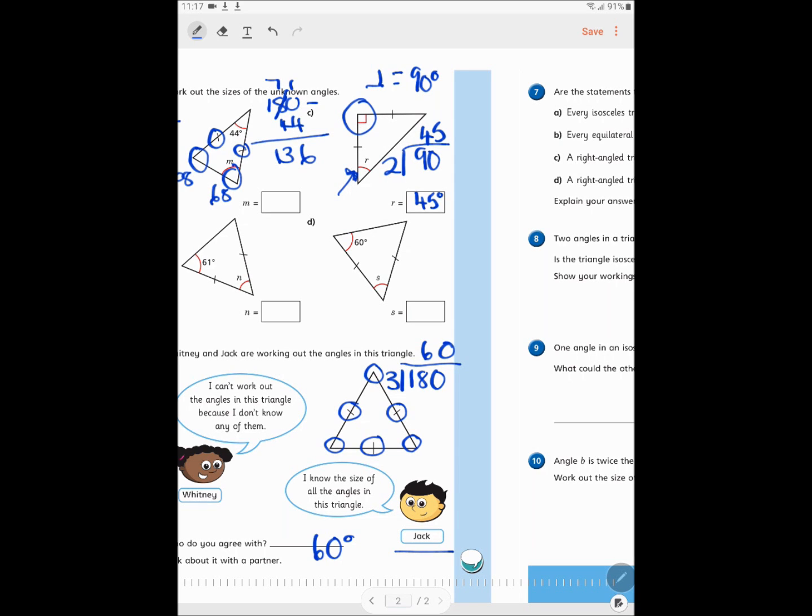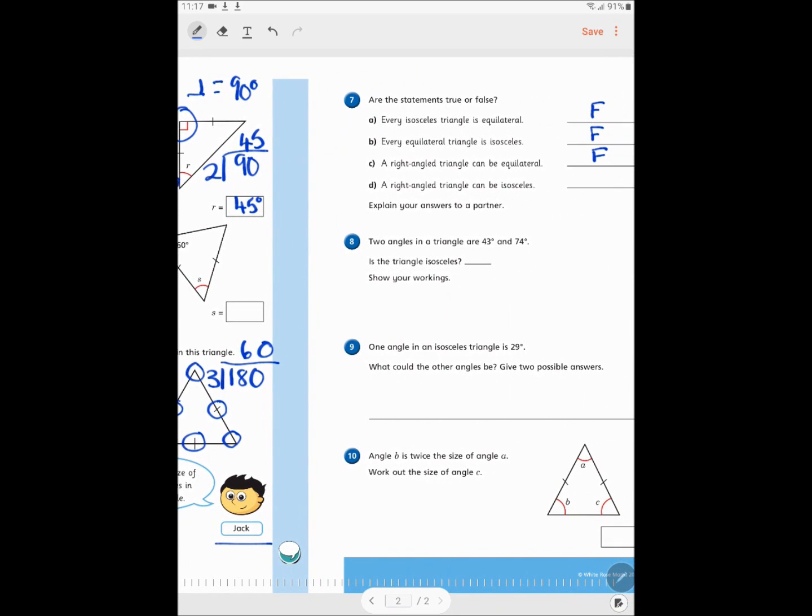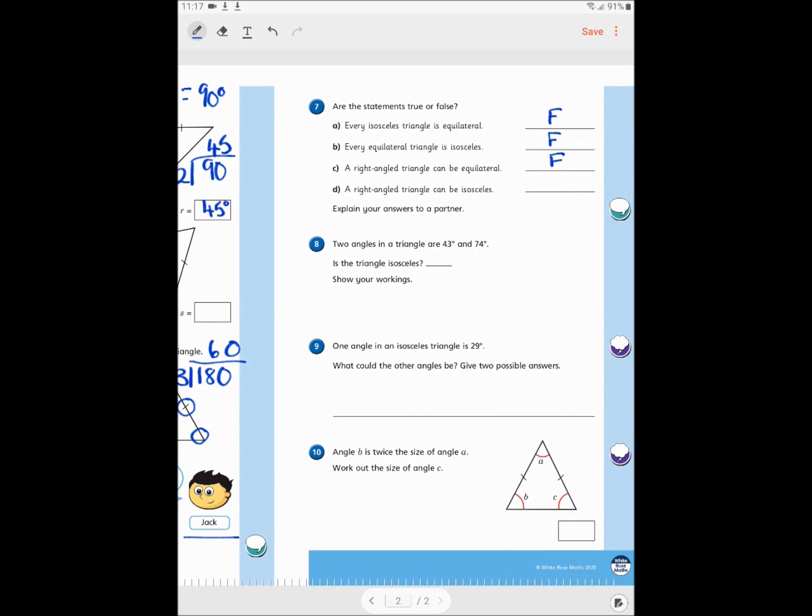And it has a right angle. So yes, it can, as long as that angle is the odd one out. It's the individual one, the one that isn't paired with anything else, because then the other two would have to be 45 degrees. Okay, question 8.